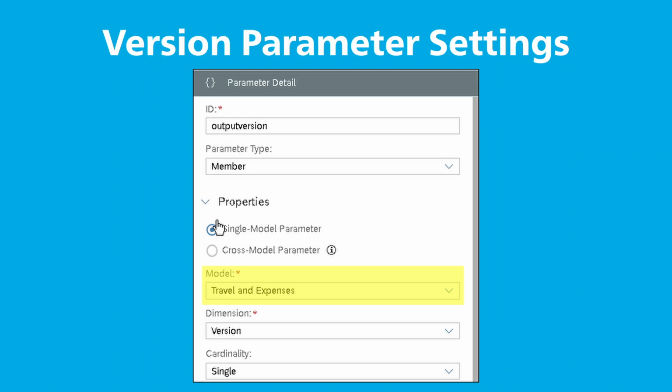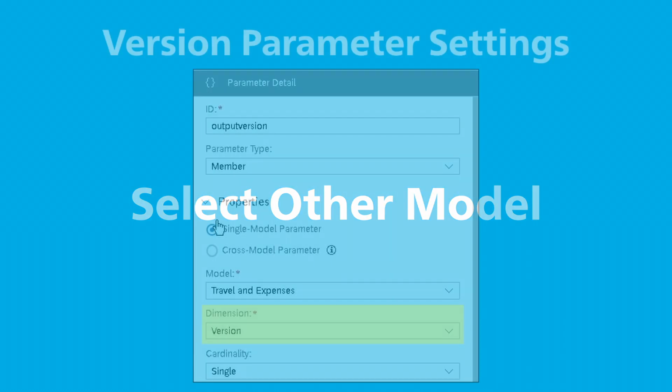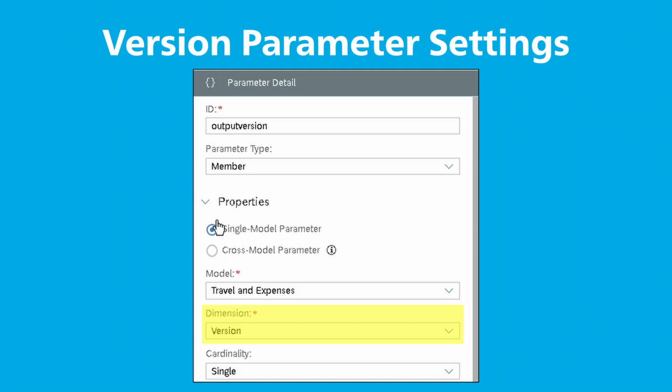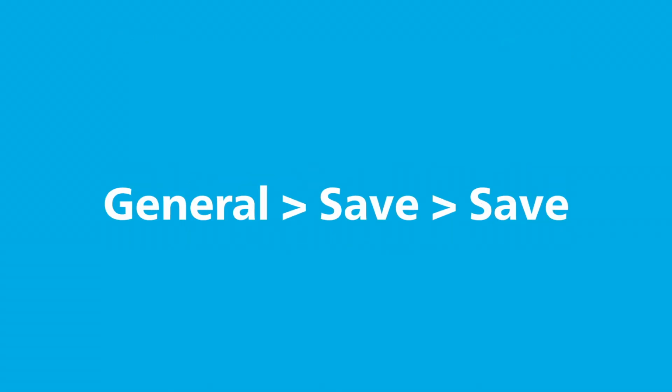Click the Model dropdown and click Select Other Model. In the dialog box, select the Travel and Expenses Planning model that contains the quantity you want to forecast. Open the Dimensions dropdown and select the Version dimension. Be sure that cardinality is set to Single. Only one member of the version dimension can be selected, and keep the default for all the other settings. Click Done to validate the creation of the parameter. In the toolbar, follow this menu path to save the multi-action.